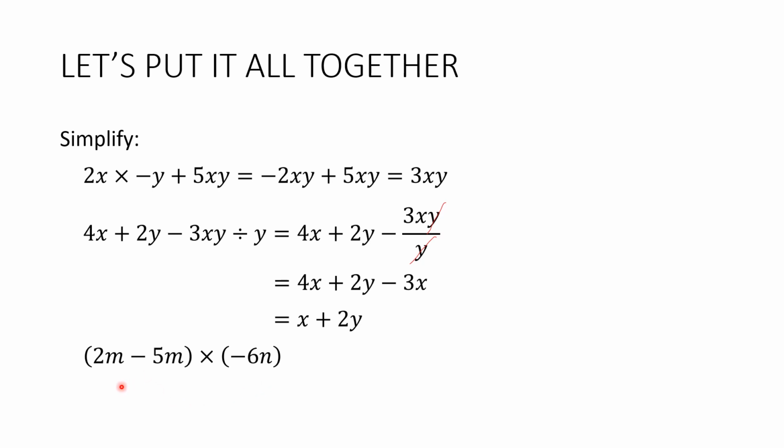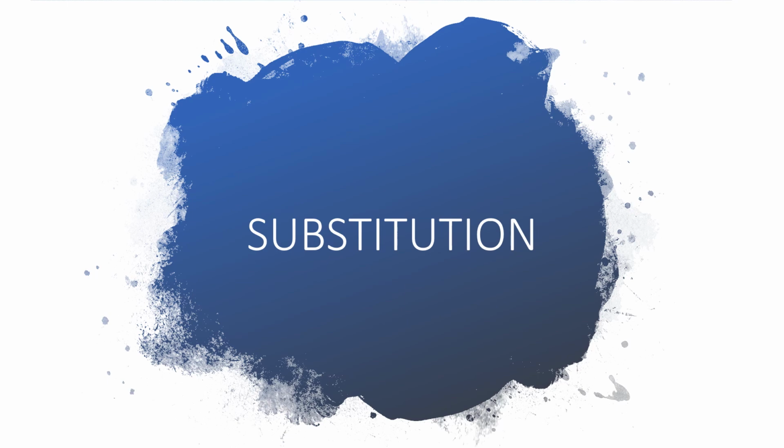Let's come back here. 2m take away 5m is negative 3m. So now we're going to multiply negative 3m by negative 6n. Okay, minus times a minus makes a plus. 3 times 6 is 18mn. Our answer is 18mn. Okay, that's the end of this lesson. In the next lesson, we're going to look at substitution.